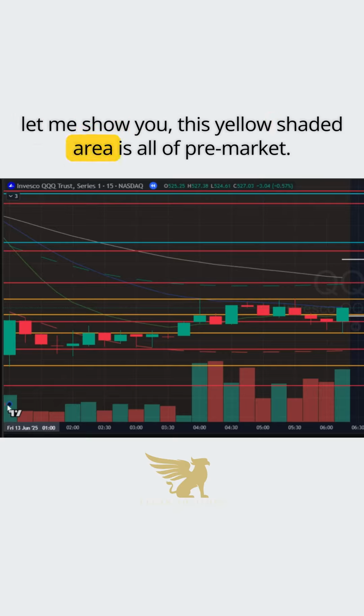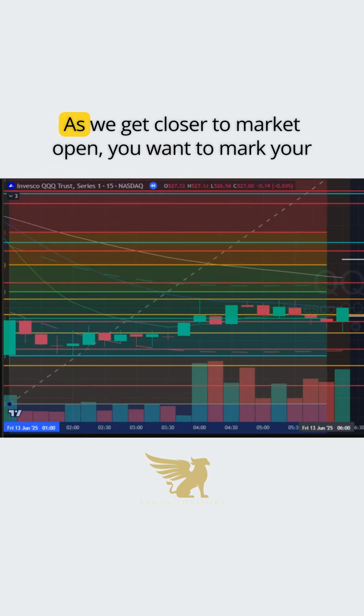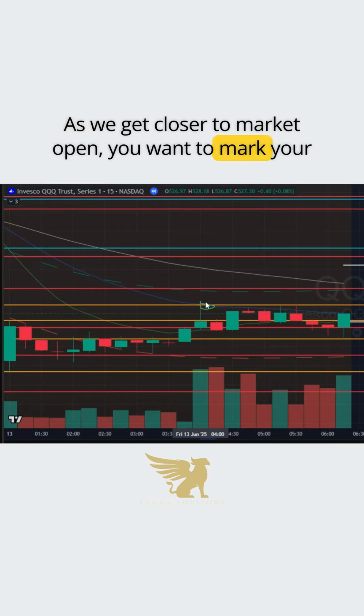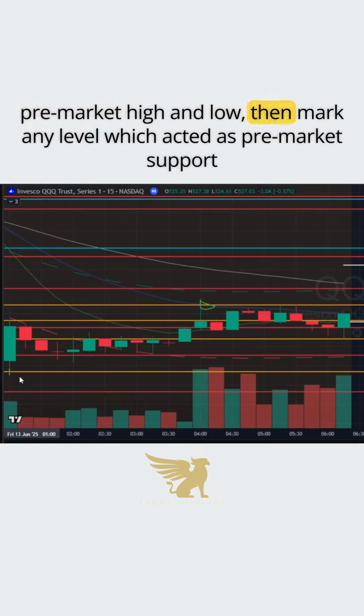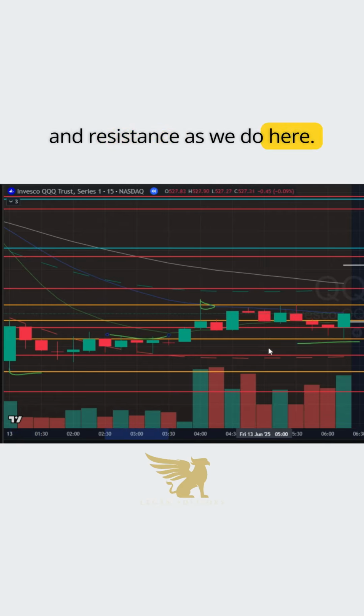This yellow shaded area is all of pre-market. As we get closer to market open, you want to mark your pre-market high and low, then mark any level which acted as pre-market support and resistance as we do here.